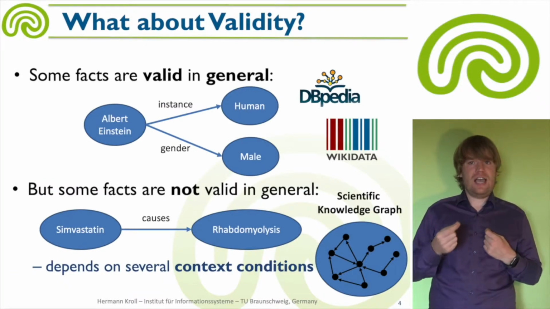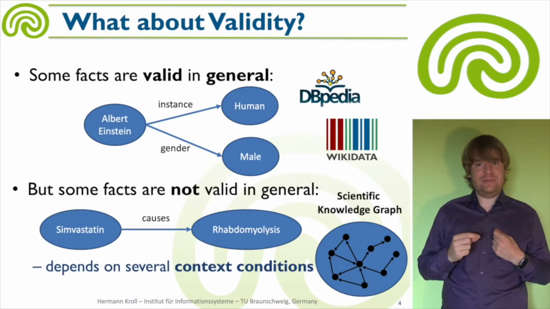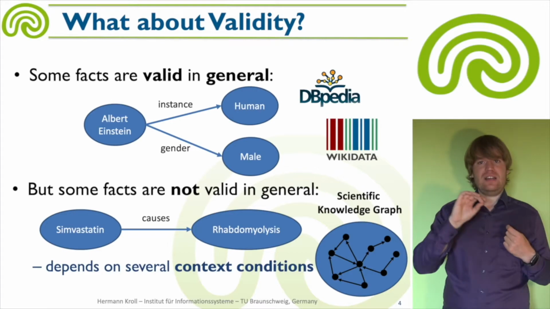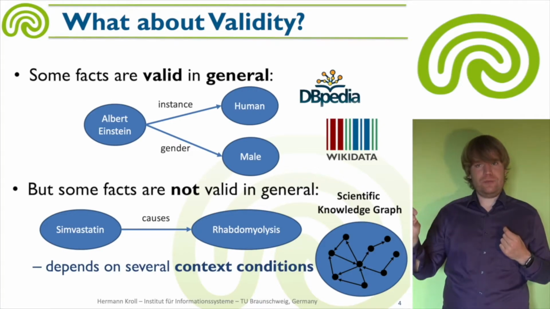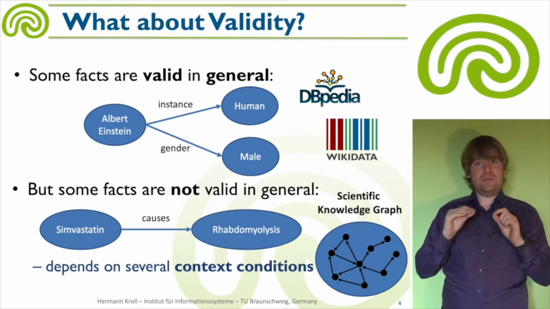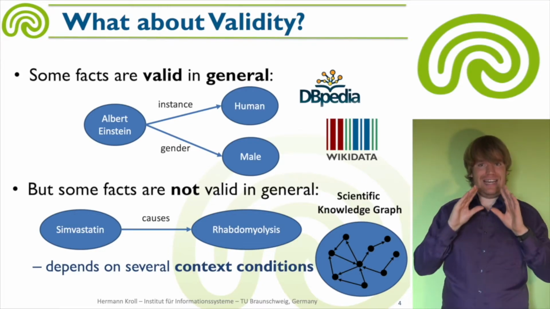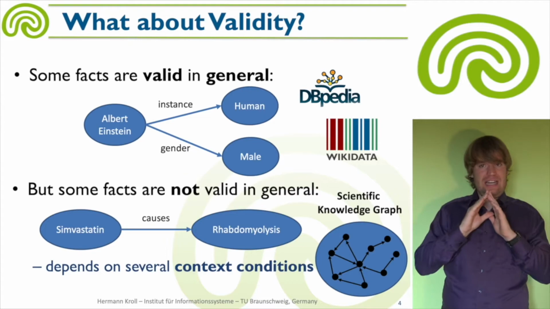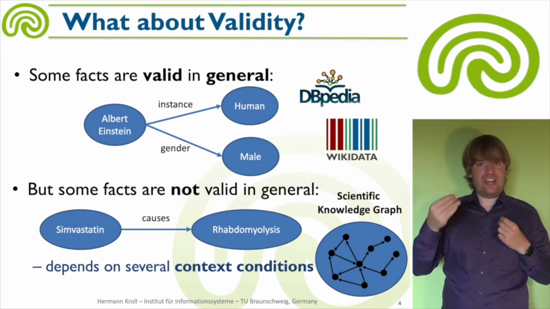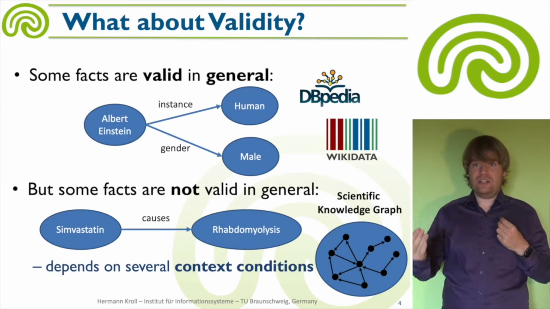In this talk I want to focus on validity. So what does validity mean exactly? For example, the fact Albert Einstein is an instance of a human, or Albert Einstein has the gender male, can be used in any discussion, in any answer to a query. So the fact is valid in general and doesn't depend on a concrete context.